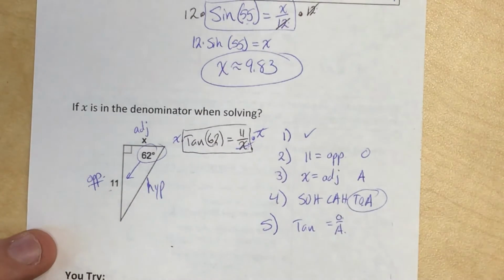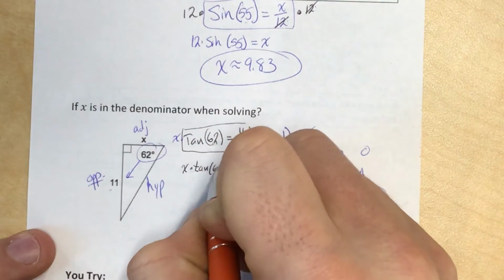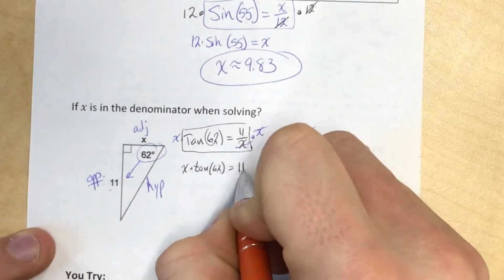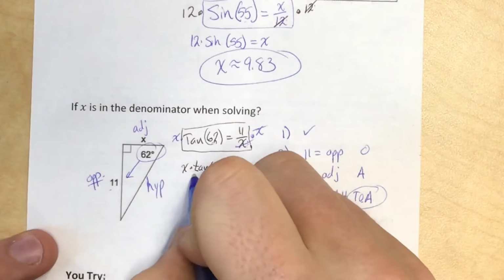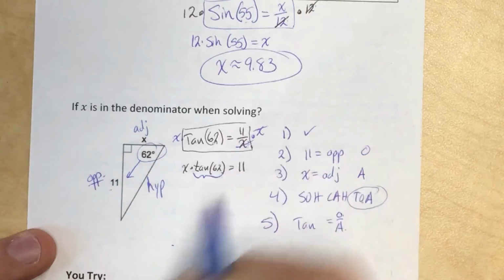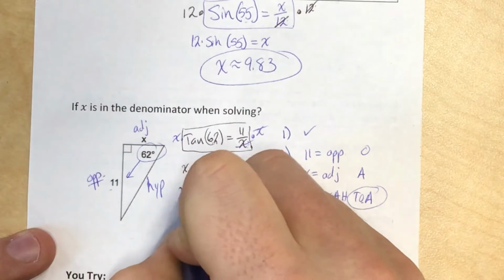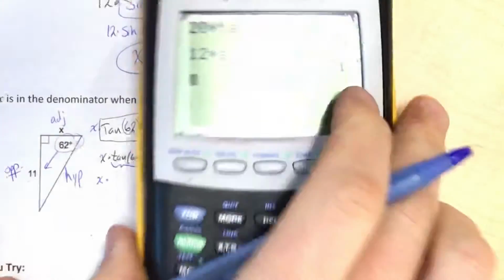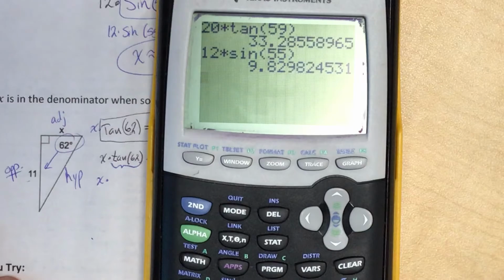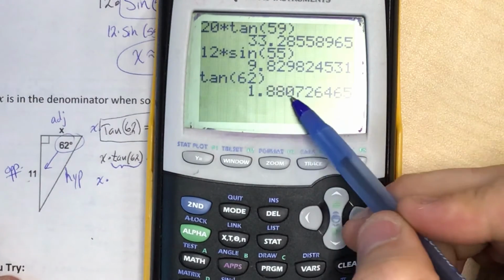So what remains is X times the tangent of 62, and that's equal to 11. Now, if you remember me saying, the tangent of 62 is some number, so this is really X times whatever that number is. Now, I'm going to put that into my calculator. The tangent of 62 is this decimal, 1.8807.